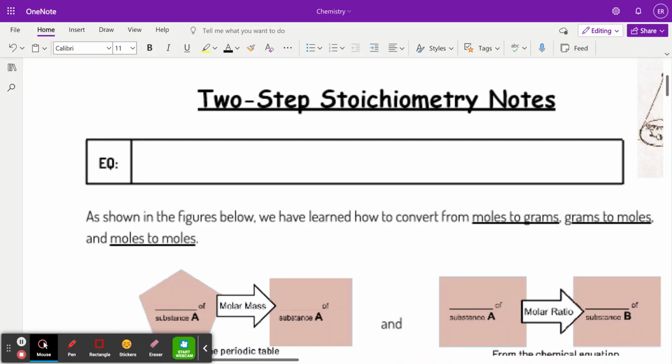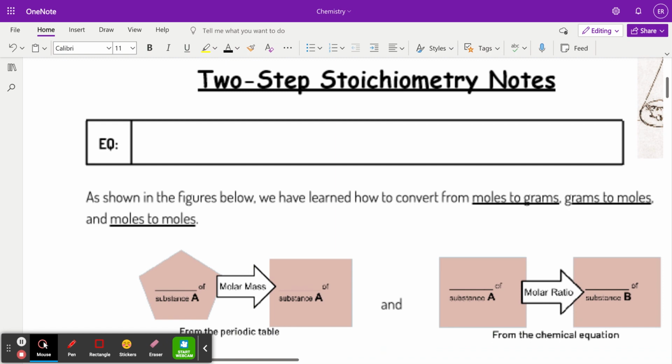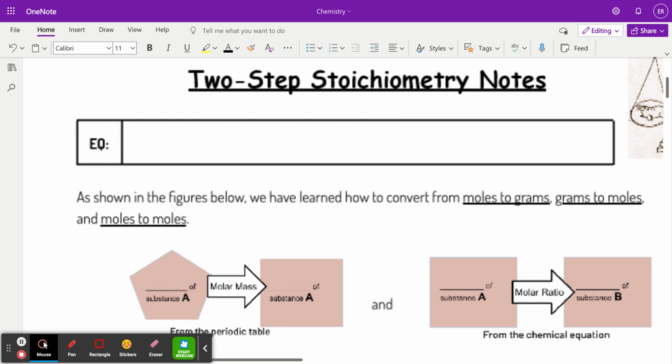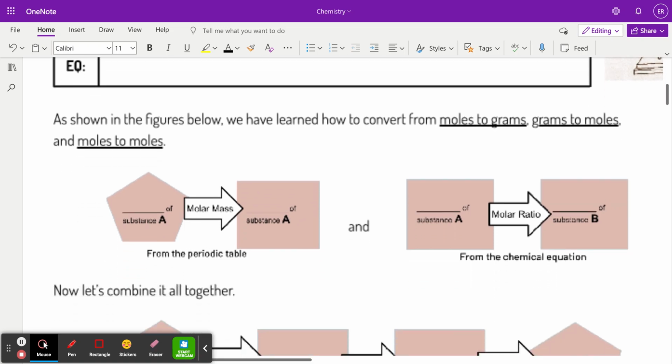Hello everyone, here are the notes for two-step stoichiometry. Make sure to look at the slides to grab the EQ. But otherwise, let's go ahead and get started.